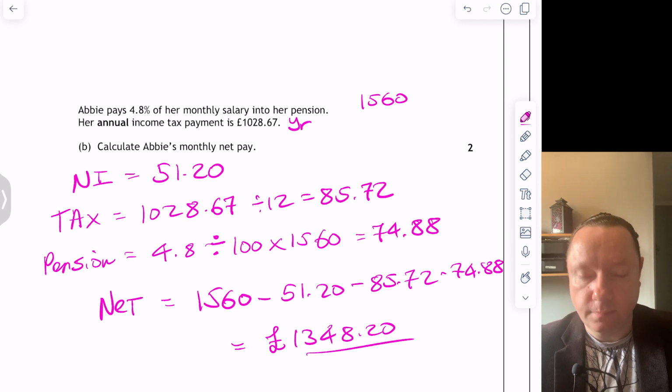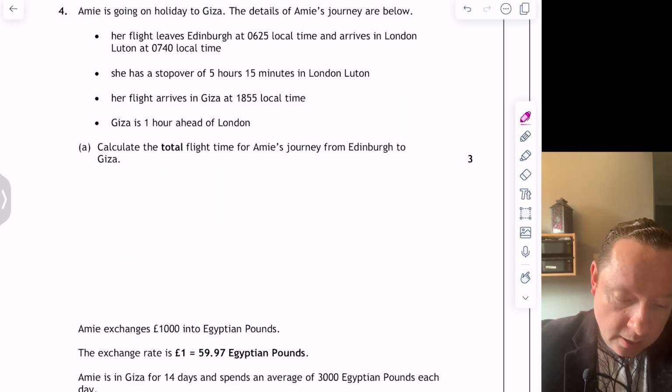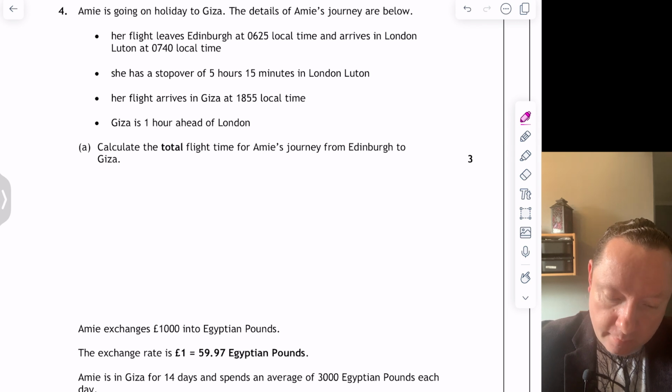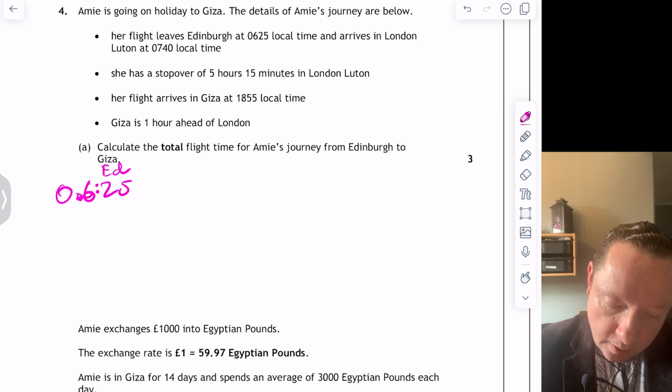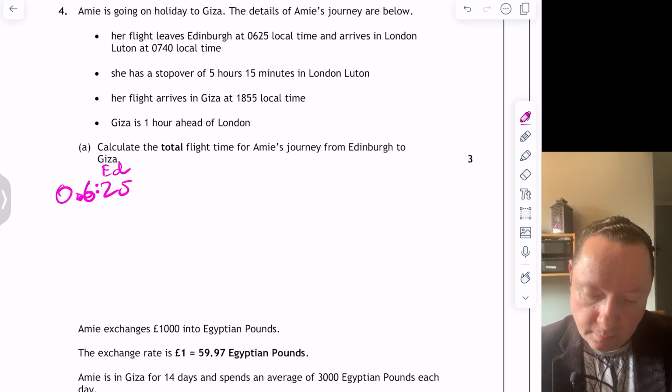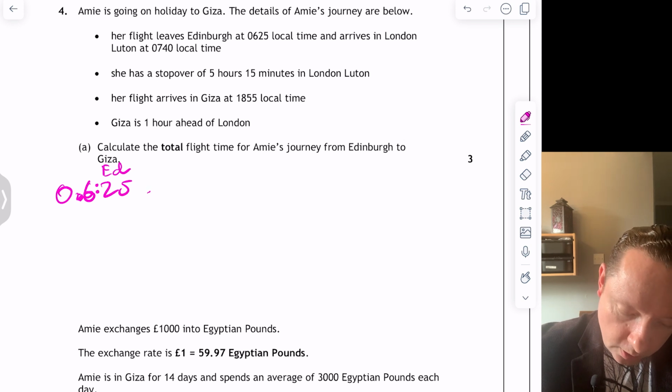And we're done there. SQA National 5 Applications Maths 2024 Mock Paper 2. Amy is going to Giza. The details of Amy's journeys are below. Her flight leaves Edinburgh at 06:25, so let's take a note of that. That's Edinburgh, and arrives in London at 7:40 local time. So we're going to go to London first. So off to London we go.